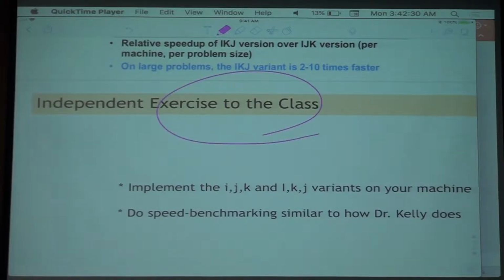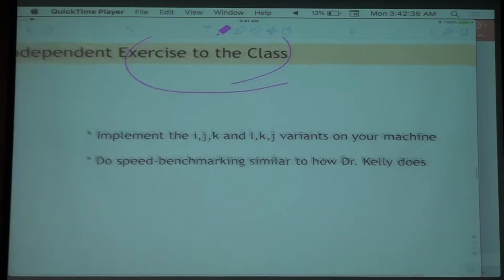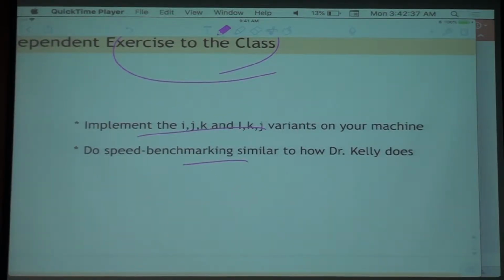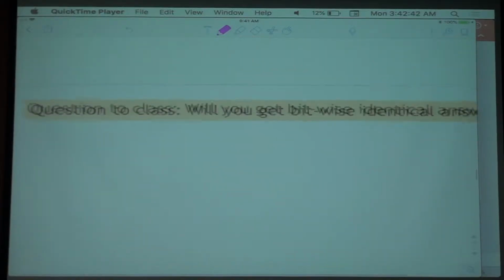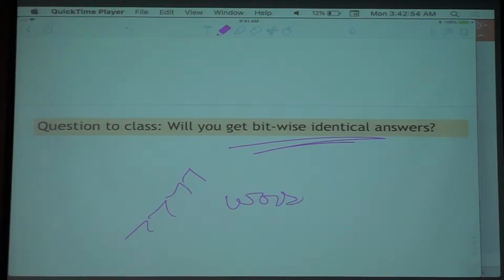There are some graphs that you can study to convince yourself. But as an independent exercise for this class, you can implement these on your machine and benchmark the speed. I have provided code for that. But a question to the class: will you get bitwise identical answers? I just briefly talked about reassociation. Remember our dot product and other things where this was worse than the balanced version. So the question is, is reassociation happening here?